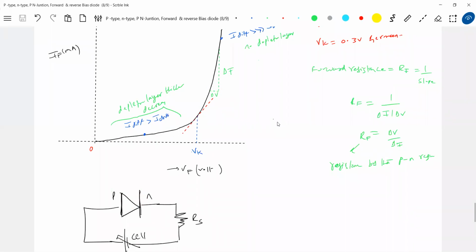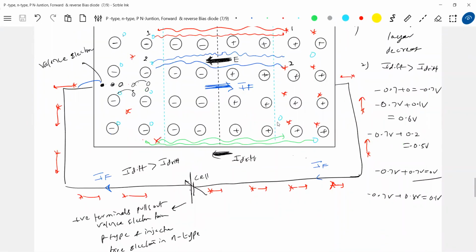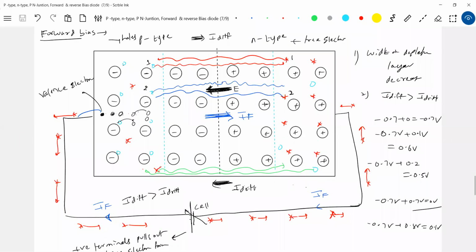You need to go further in detail, because this is enough explanation I have given. Almost 2 hours I spent only to show the flow of charges. So now for numericals, what you have to do? The width of the depletion layer decreases, and the diffusion current will be very much greater than the drift current. Now, what is this forward current?